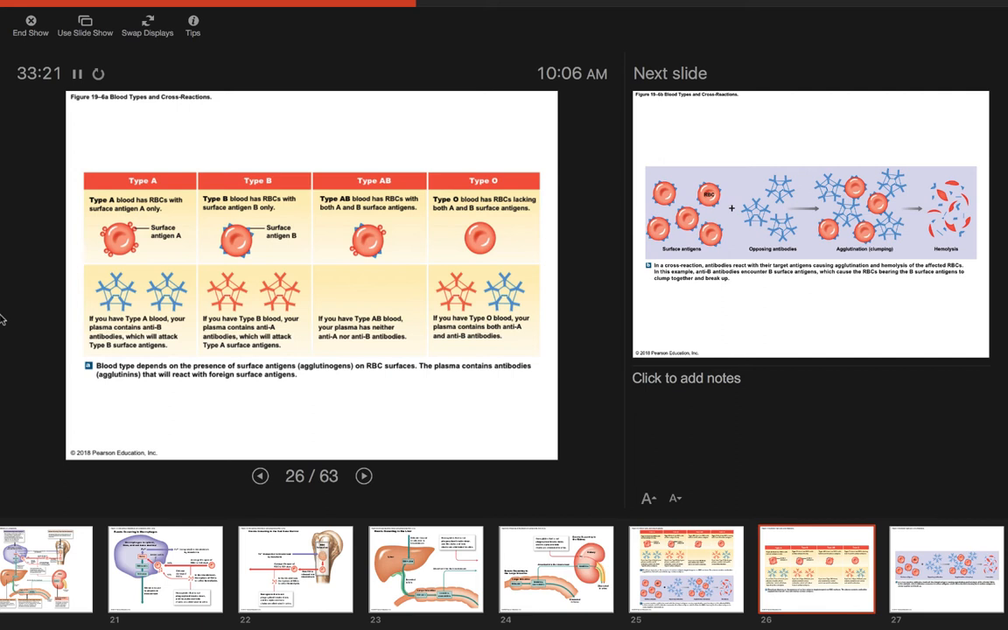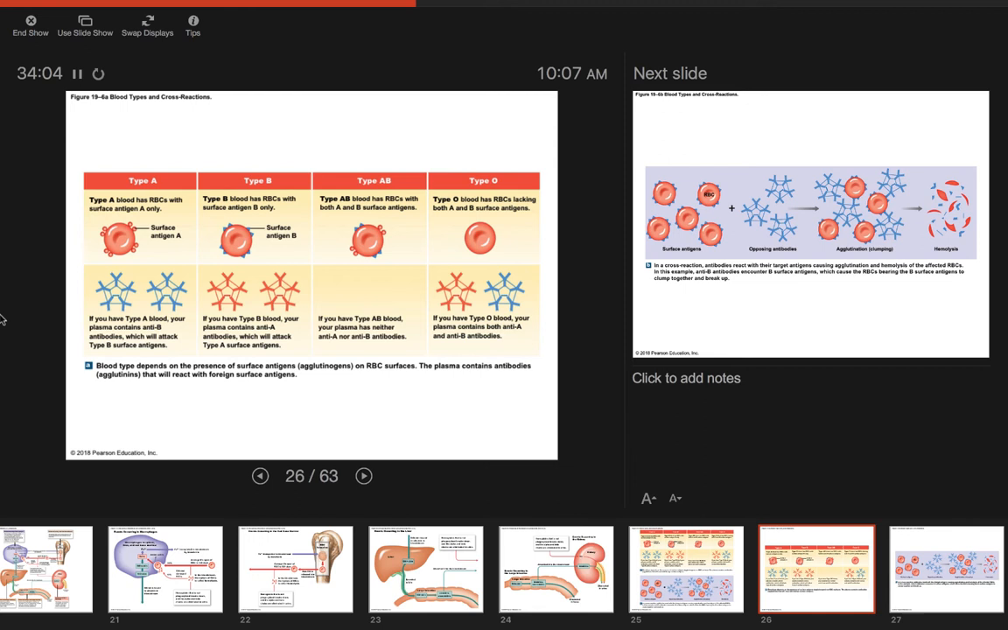A person that is type AB will have both the surface antigen A and the surface antigen B. They have both name tags on them, so they are type AB. And a person that's type O, if we look at their blood cell, they don't have either the A or B antigen. So they have no antigens on the surface of their red blood cells. So they are type O. All right. Now, that's the red blood cells.